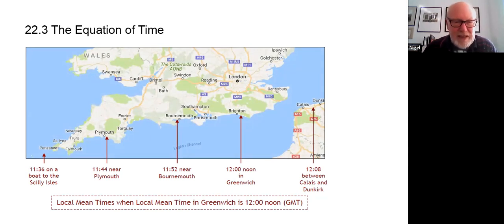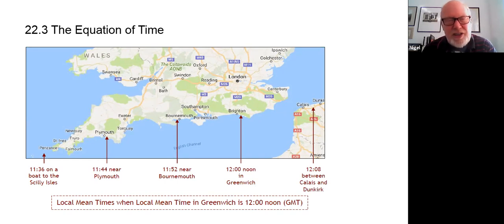Okay. Now, what we've got here is a map of the south of England and northwest France. And let's assume that in Greenwich, in London, it's 12 noon. Okay, so that's the local mean time in Greenwich, and it's also Greenwich Mean Time. It's the time on every town hall clock that you can see on that map there. Now, let's go to Bournemouth, okay, 11:52. It's 8 minutes earlier in Bournemouth than it is in Greenwich.